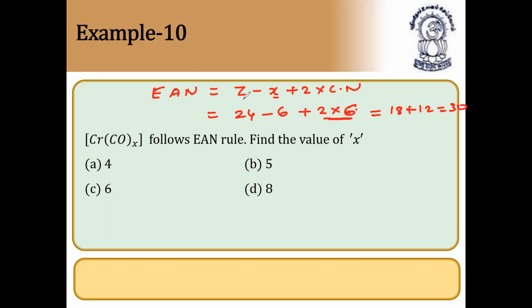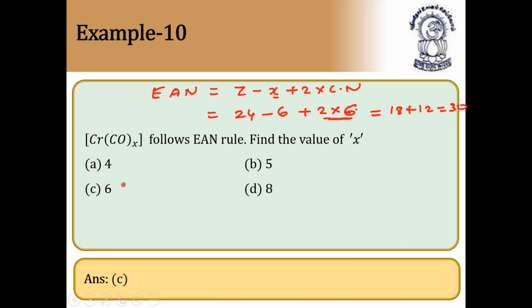So how to find EAN? That is Z minus oxidation state plus 2 into coordination number. So let us see now. It should have an inert gas configuration, which means 36 should be the answer. So for chromium plus 2, if you take 24 minus 2 is 22, 22 plus 12, 34. So it should not be the answer.